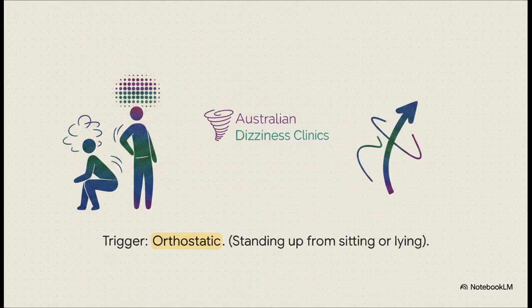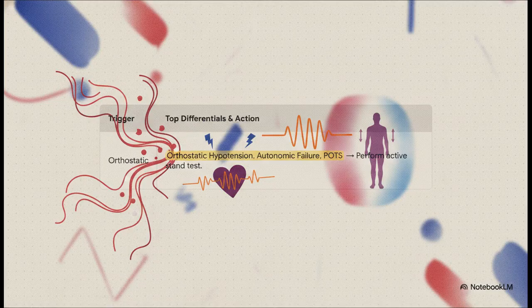Next up, the orthostatic trigger. This one's all about fighting gravity. It's that classic lightheadedness or dizziness that comes on specifically when a patient stands up from a chair or gets out of bed. When a patient reliably reports that, your huge list of differential diagnoses just shrinks to a tiny handful. You're thinking about orthostatic hypotension, maybe a broader autonomic failure, or even POTS. And the next step is crystal clear: perform an active stand test.